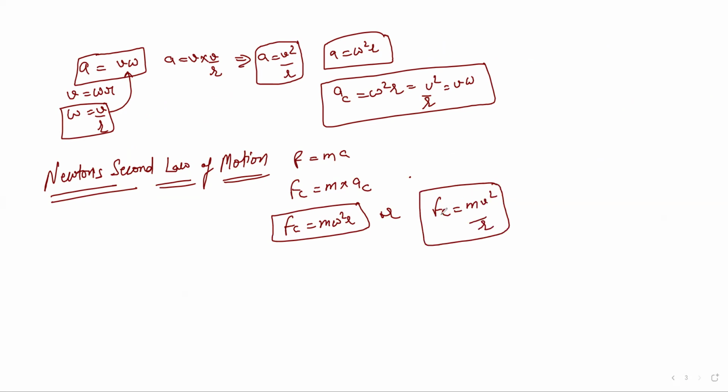From this expression, you can see that centripetal force is directly proportional to mass, directly proportional to velocity square, but inversely proportional to r. It means the more the radius, the less will be the centripetal force. The more the mass and velocity, the more will be the centripetal force. Is it fine? Yes, sir. We will solve one question.